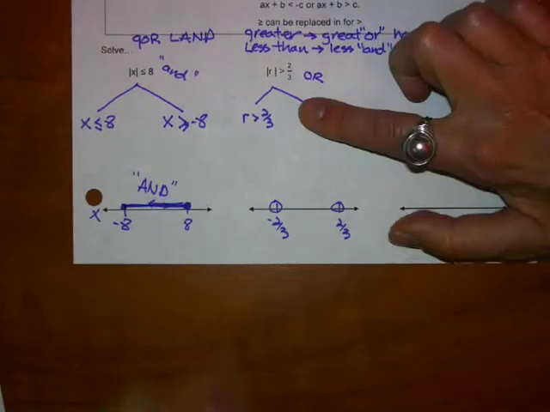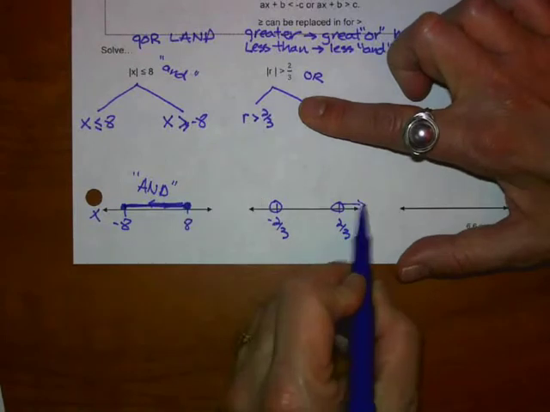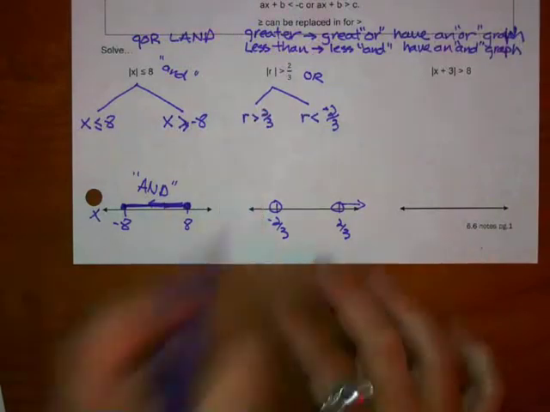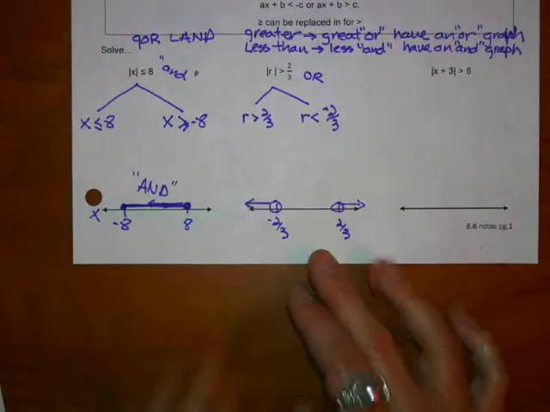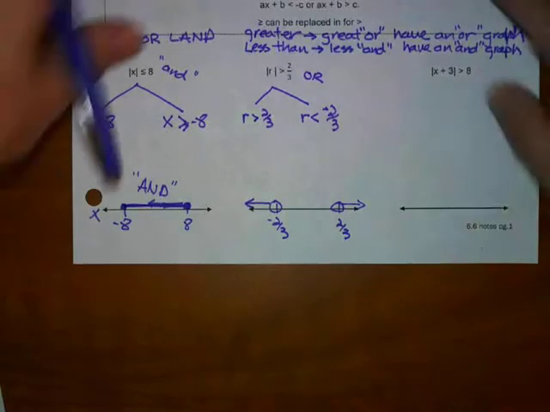Let's start with this one. This is saying everything is greater than 2/3, so I've got to go in this direction. And this one says everything is less than 2/3, so I have to go in that direction. There we go. Okay? All right, here.